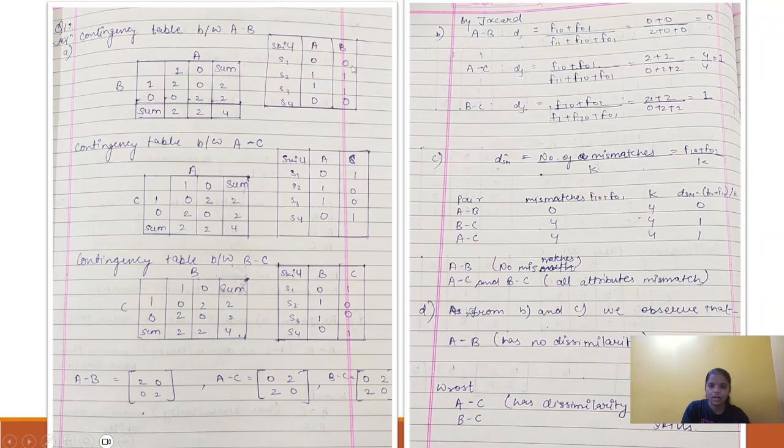As we know that there are no mismatches between A and B, so we will place here 0. Now between B and C, as we can see that all the pairs are different, so we will place here 4. Now between A and C, as we see here, all the pairs differ, so we will place here 4. When we substitute these values into the formula, we get the dissimilarity between pairs, that is 0, 1 and 1. As we observe from this, AB has no mismatches, but BC and AC have mismatches. All the attributes mismatch.